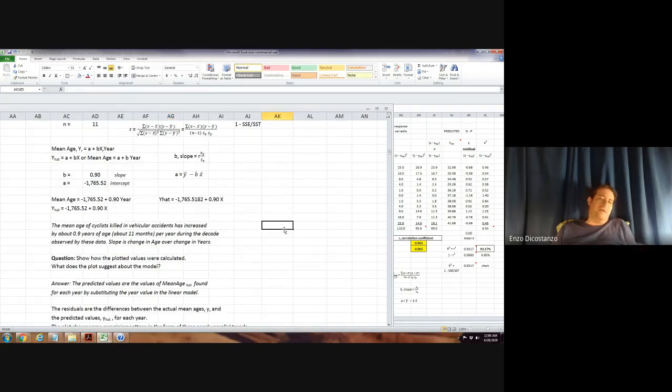Okay, and again, after all this math, we're going to conclude. It says the mean age cycle has increased by about 9/10 of a year during the decade. So yeah, that's what that means. So the age increases by about a year. Your people are about a year older on average from 10 years ago. Change in age over the change in years. How does the plot show how the plotted values were calculated? What does the plot suggest about the model?